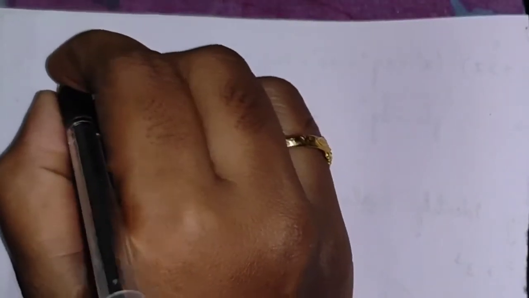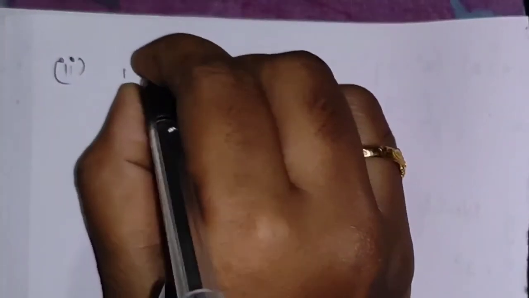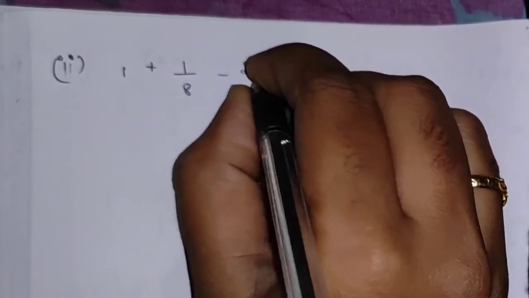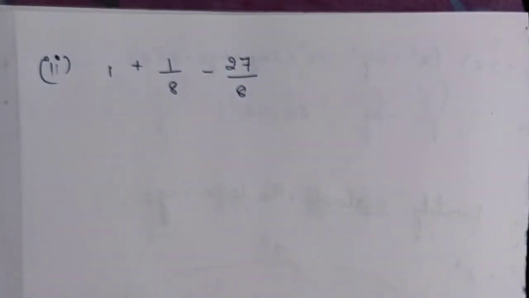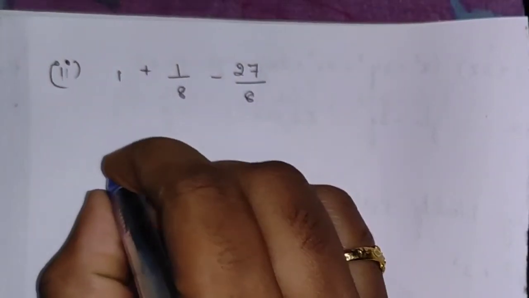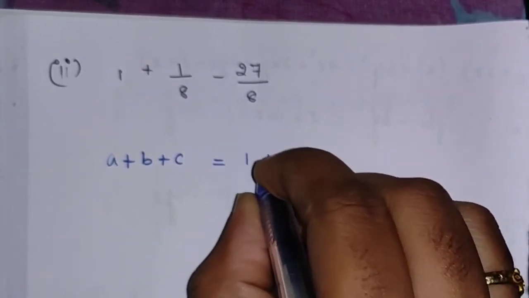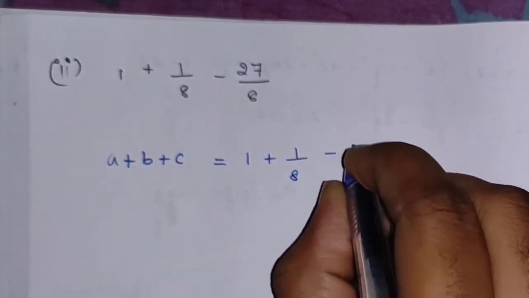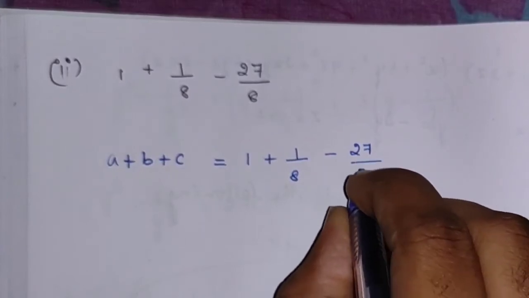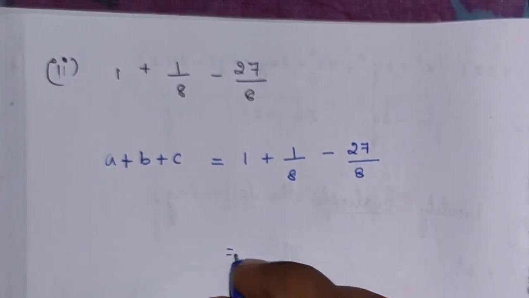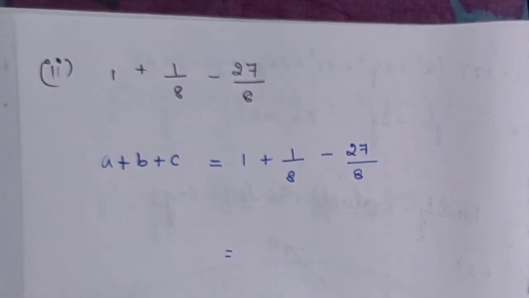Problem, the same problem, second subdivision, that is 1 plus 1 by 8 minus 27 by 8. Okay, so first you find a plus b plus c. Find a plus b plus c. So 1 plus 1 by 8 minus 27 by 8. Okay, you take the LCM.